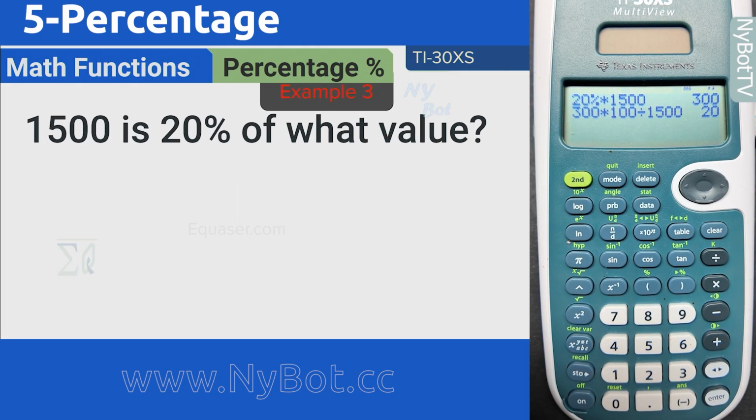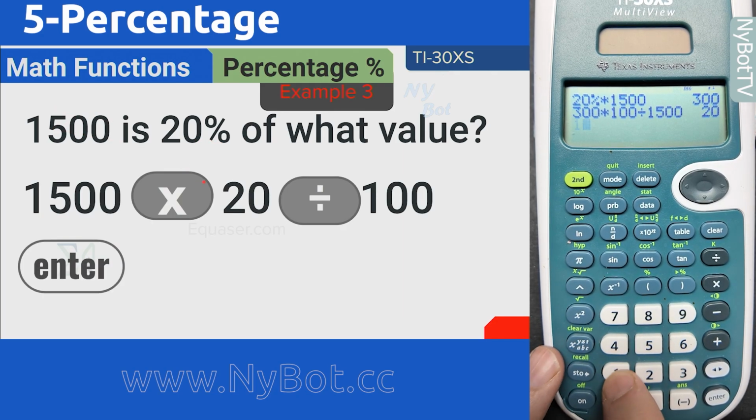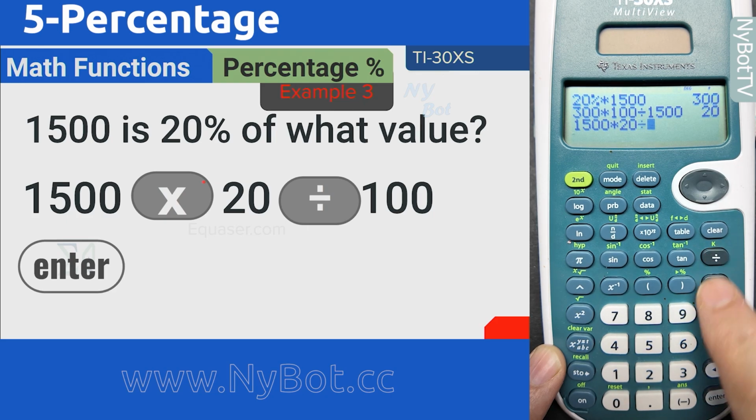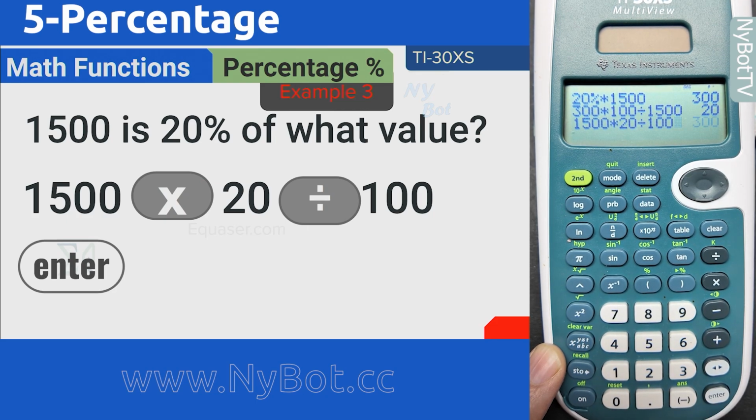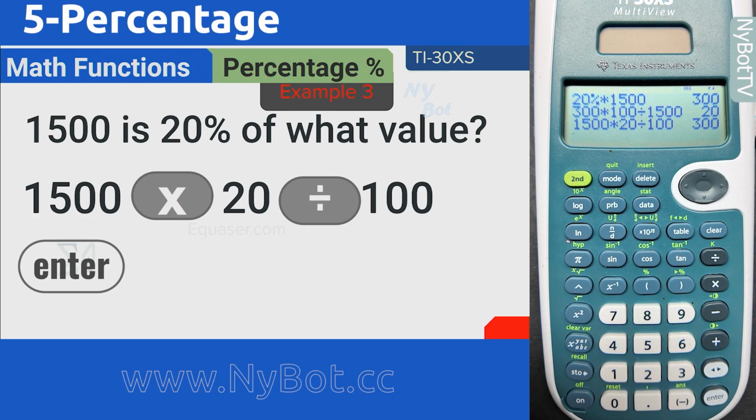This was the second way, and the third one is 1,500 is 20% of what value? In this case, we know it's 300. So 1,500 times 20 divided by 100, and it will give you the 300. So 300 is 20% of 1,500.